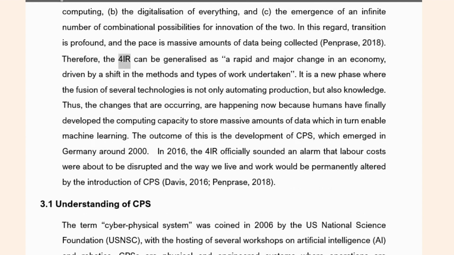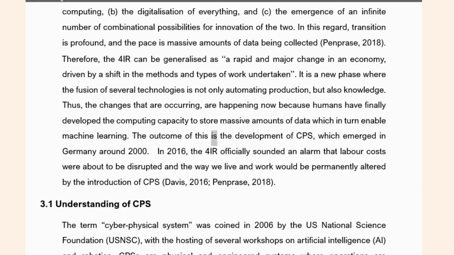Therefore, the 4IR can be generalized as a rapid and major change in an economy, driven by a shift in the methods and types of work undertaken. It is a new phase where the fusion of several technologies is not only automating production, but also knowledge. Thus, the changes that are occurring are happening now because humans have finally developed the computing capacity to store massive amounts of data, which in turn enable machine learning.